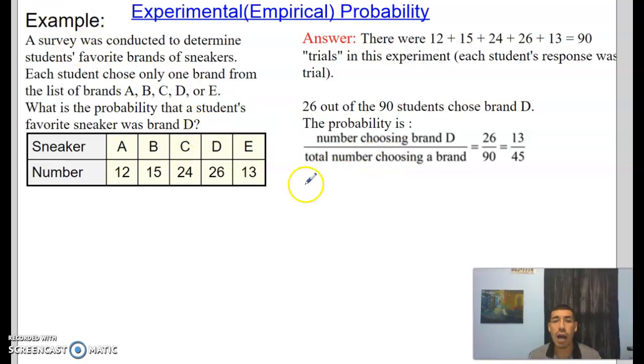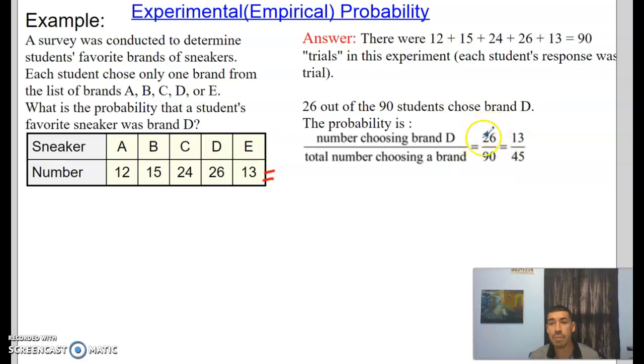So then, the very first thing we're going to do is add the frequency, the total number of frequency. They've already done it for us here in this example. So you would add 12 plus 15 plus 24 plus 26 plus 13. The total is 90. 90 will go on the bottom of your fraction because that is the total number choosing all the brands. So 90 kids were surveyed. So that's what goes on the bottom.